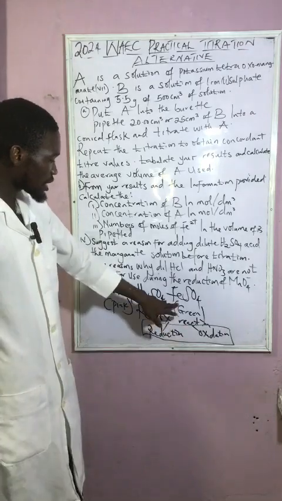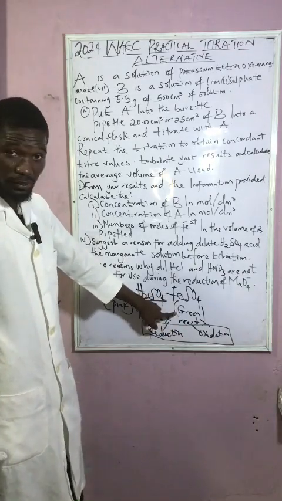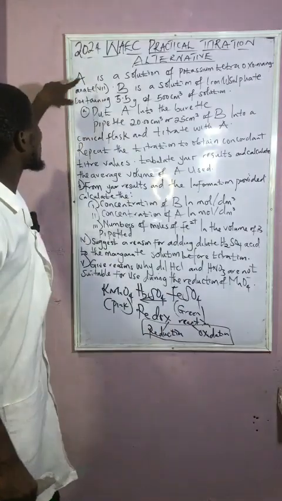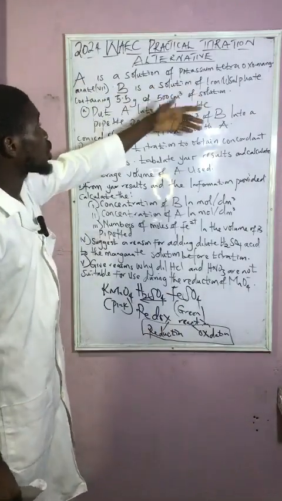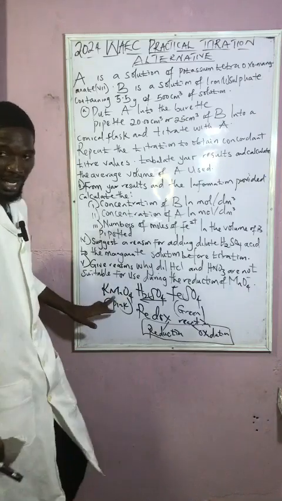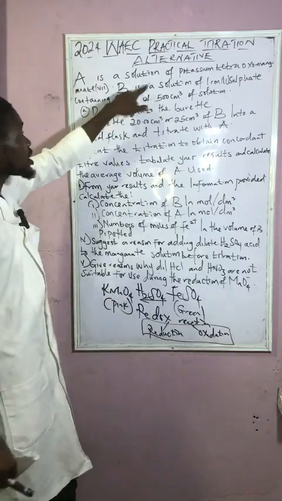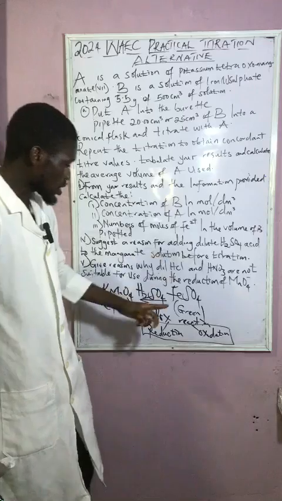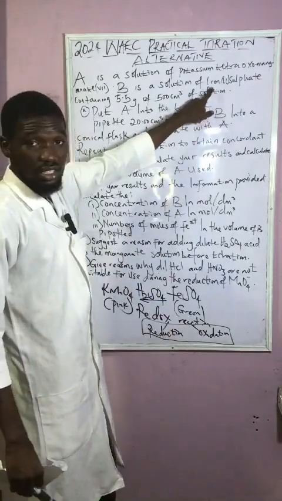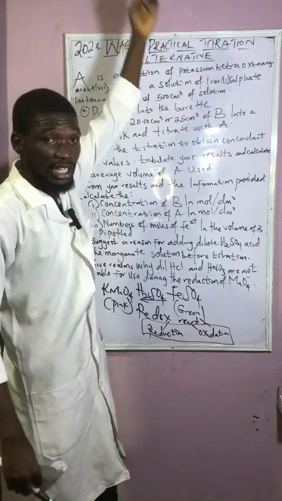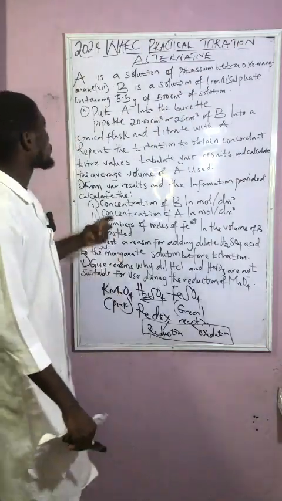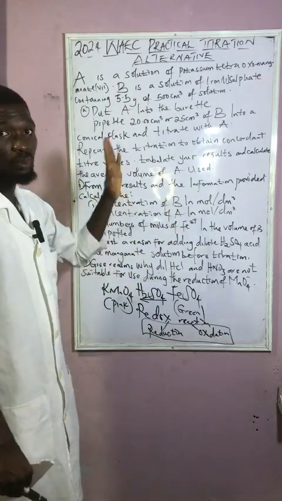But then this iron(II) sulfate, which is green, will be in our conical flask. A is a solution of potassium tetraoxomanganate(VII), which is the same thing as potassium permanganate, which is this. And B is a solution of iron(II) sulfate, which is this, which is green. This will be in the conical flask, while this will be in the burette. Is that clear now?